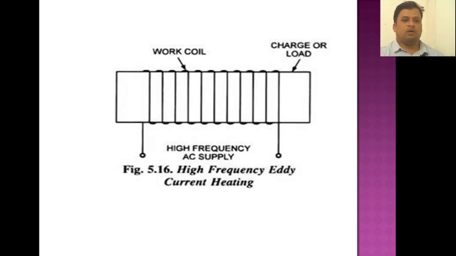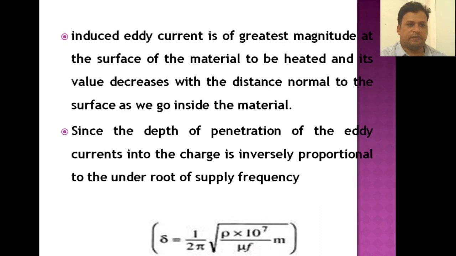If you see this coil with a high frequency AC supply, you have a charge or load in the shape of a rectangle or a bar, and the work coil is wound across it. We give a high frequency AC supply, so the induced currents create heat in the load or charge. That is called high frequency eddy current heating. So, it is also one type of induced heating or induction heating. The induced eddy current is of greatest magnitude at the surface of the material to be heated, and its value decreases with the distance normal to the surface as we go inside the material.